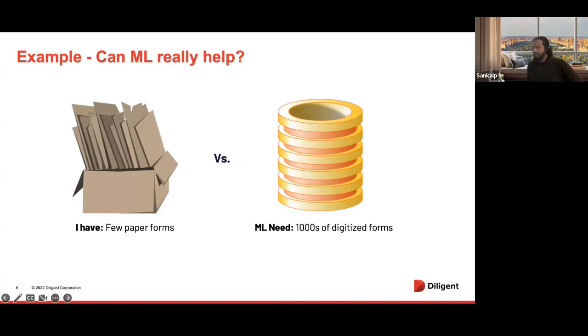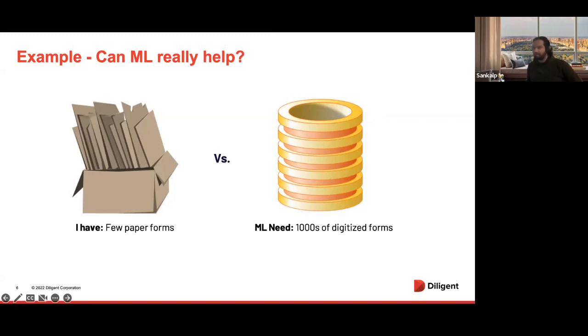Because in order to build a very robust ML system, in contrast to what we have, we may need thousands of digitized versions of such forms, and ideally with a lot of samples in each different category, right? So this is something that you would assess by looking at data, by looking at fields that you would want to extract out of these paper forms and things like that.